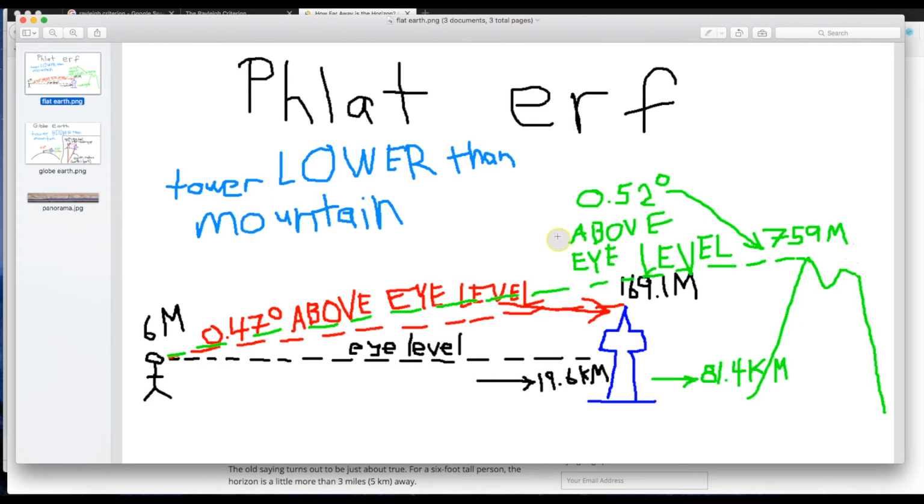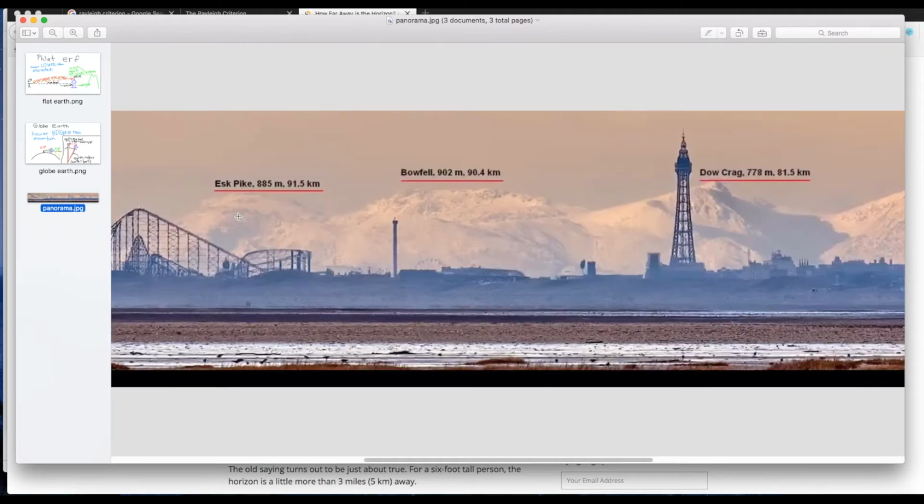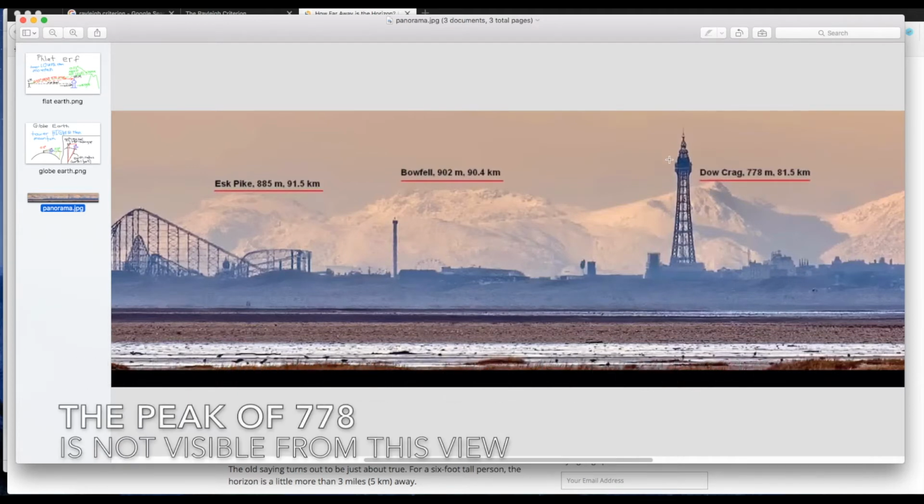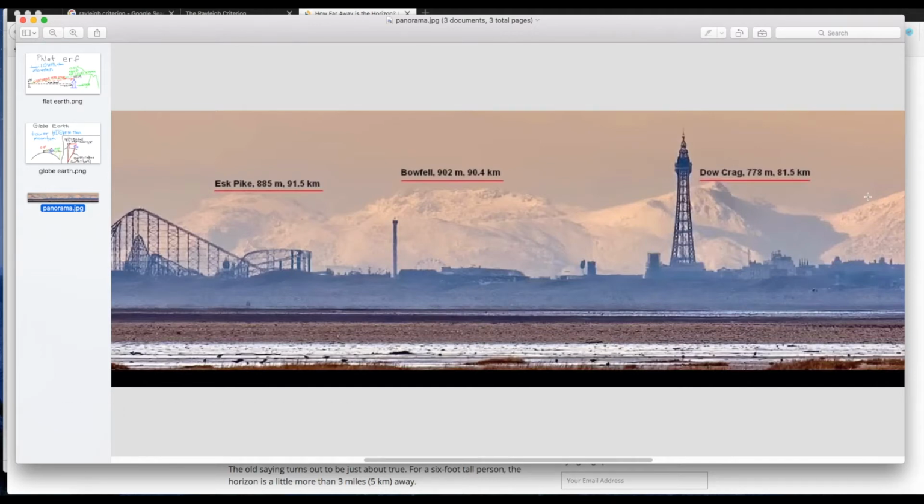In this scenario, the tower appears to be lower than the mountain, and that is consistent with the renderings that I've shown of a flat earth with a tower not even attaining the height of the mountain behind it. But as we know, the picture that the photographer took very clearly shows that the tower is well above the top of all of the mountains behind it.